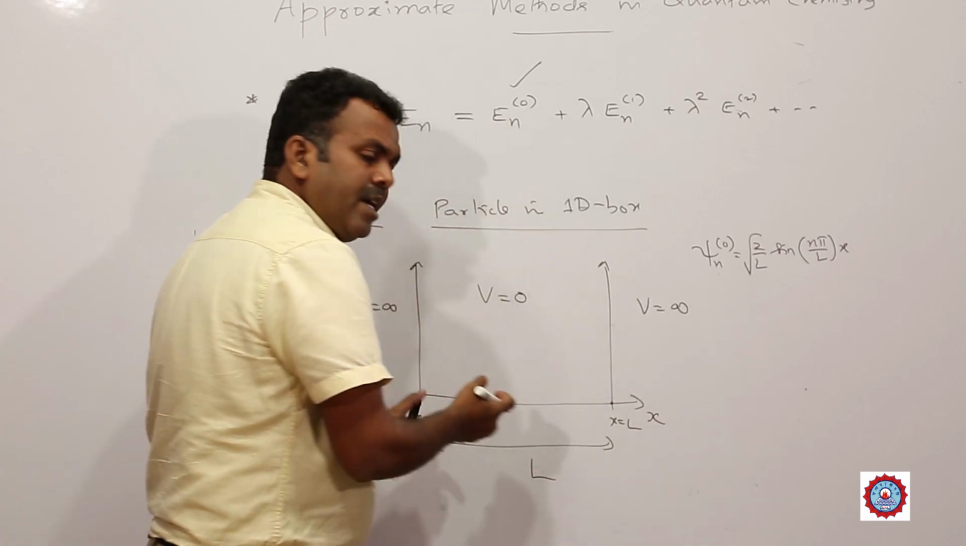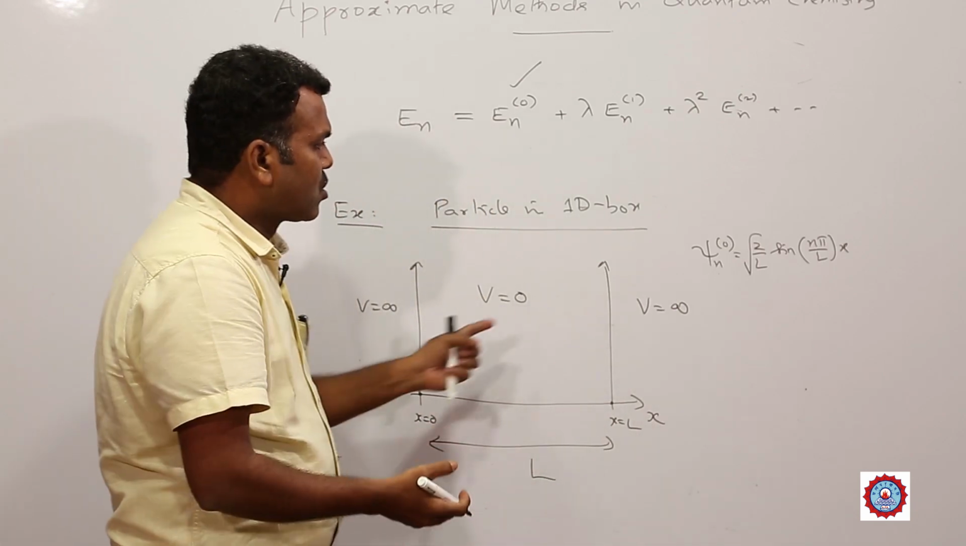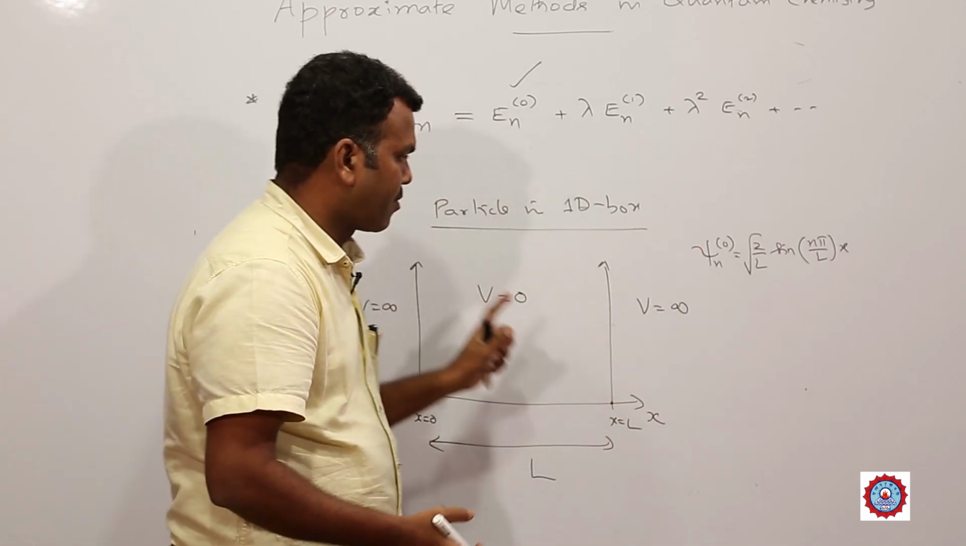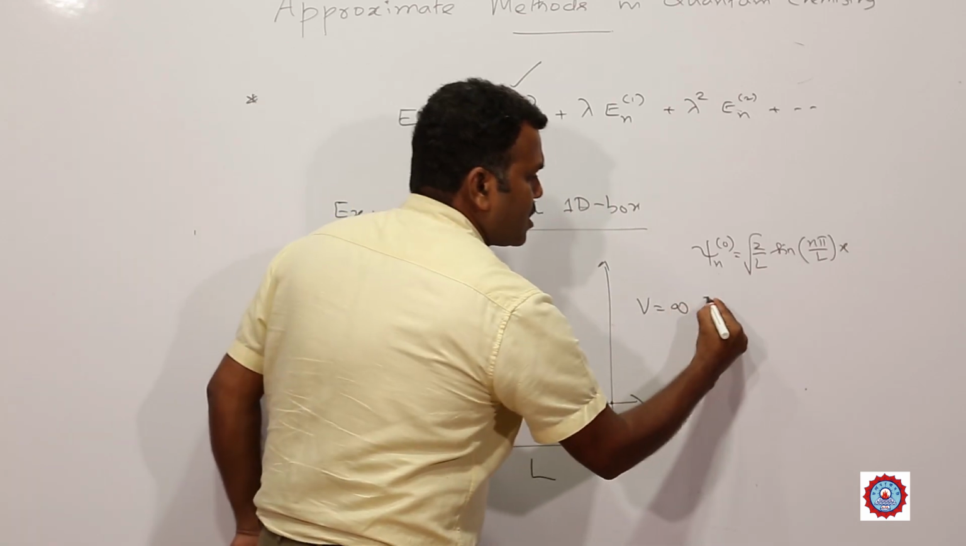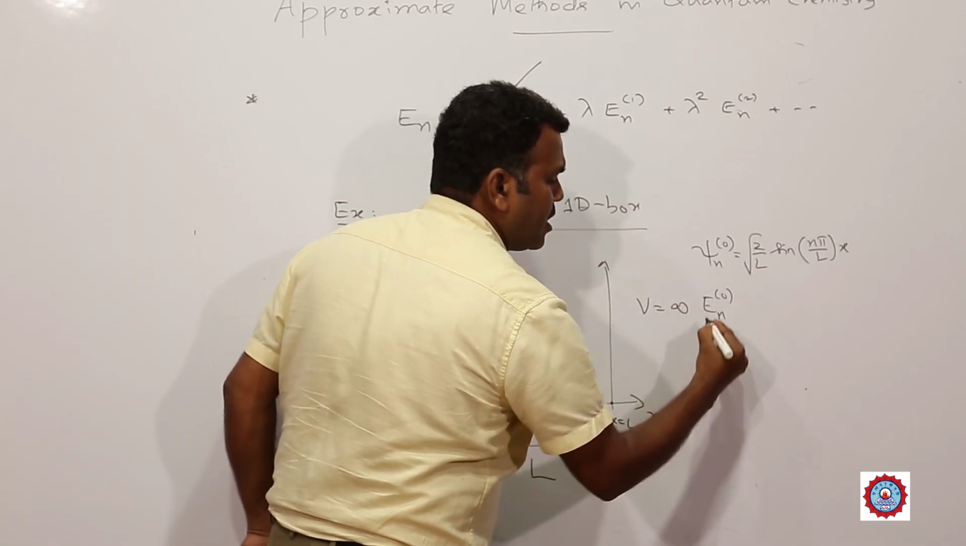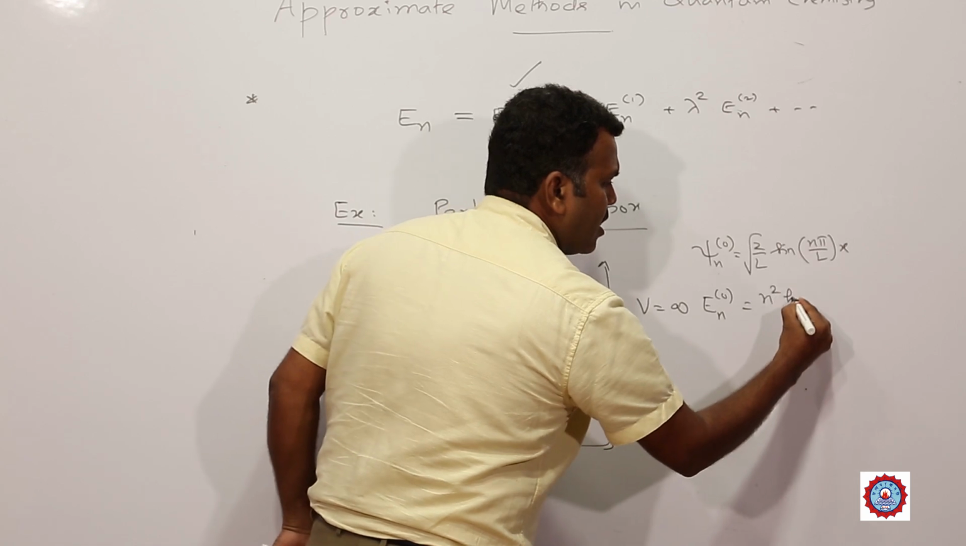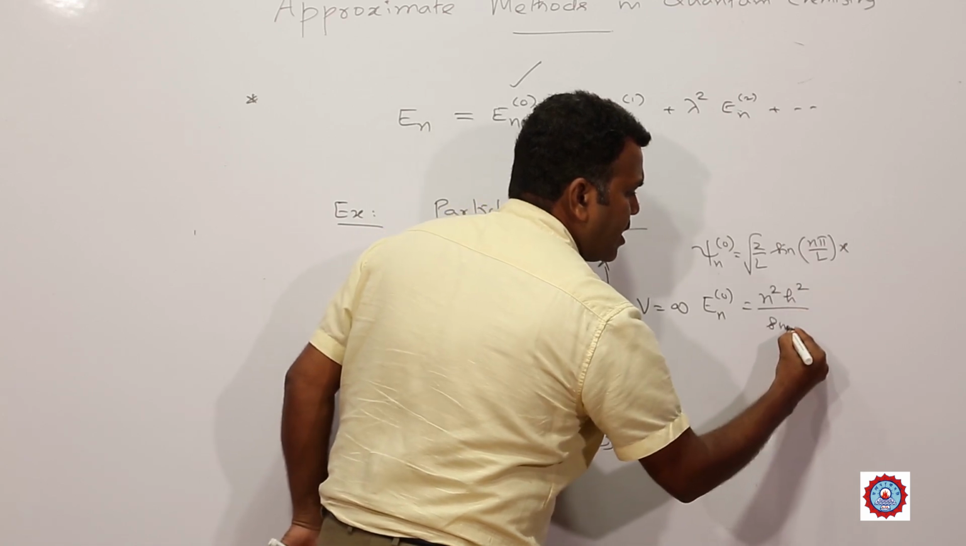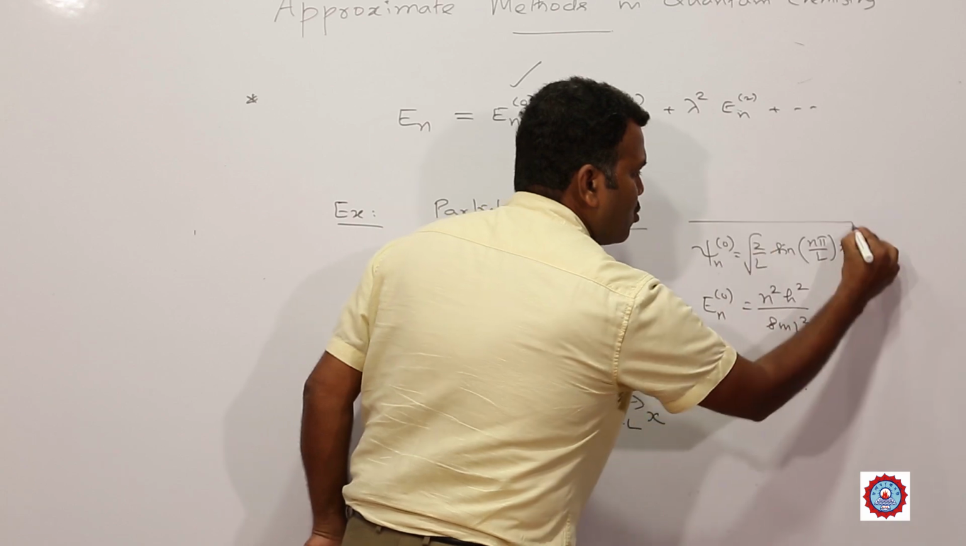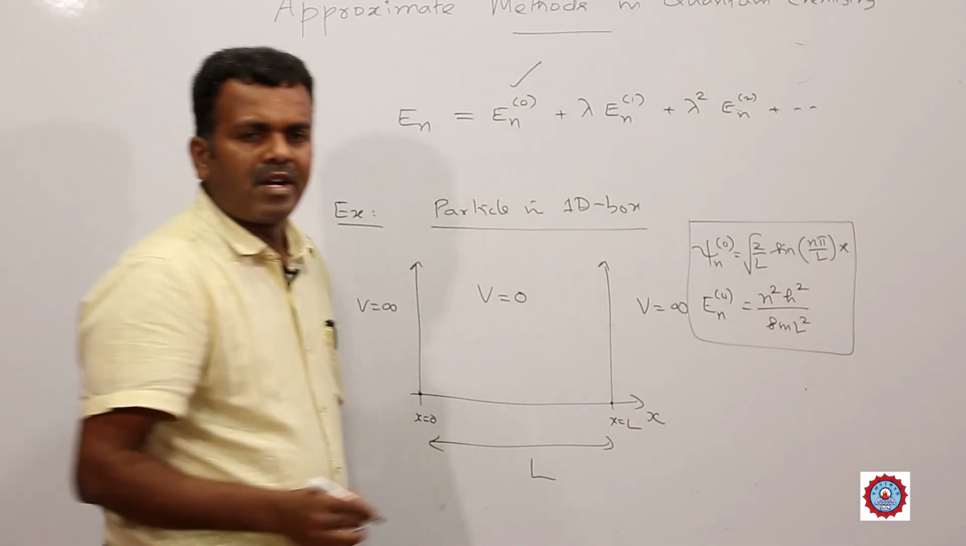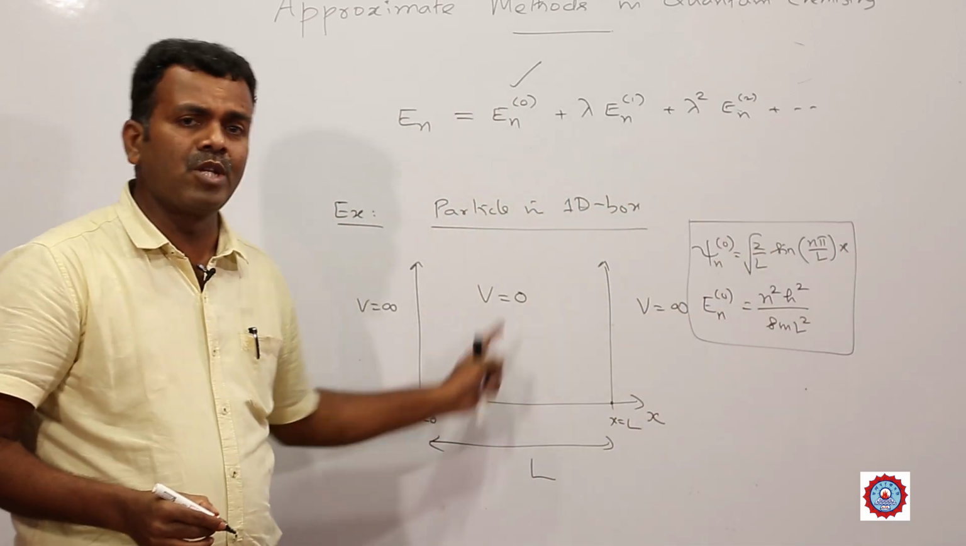And here I did not do any perturbation. So, this is an unperturbed system or unperturbed wave function. Similarly, the unperturbed energy En can be given as n square h square over 8 m L square. So, these two are the wave function and the energy for the known system. This is known.